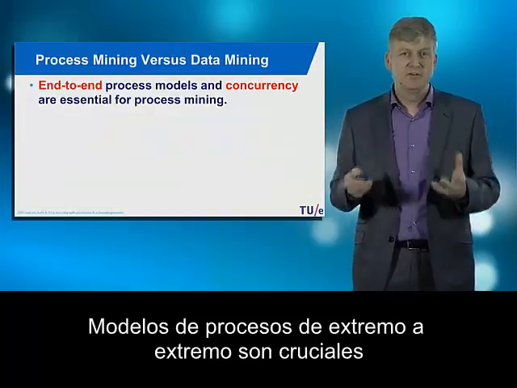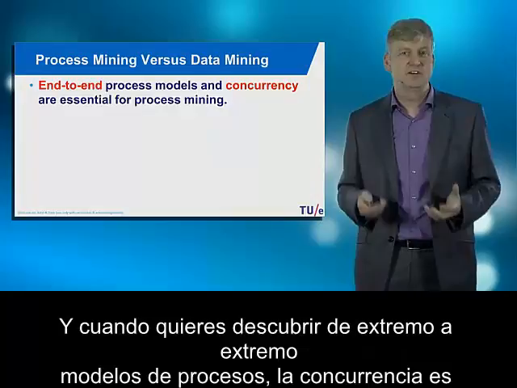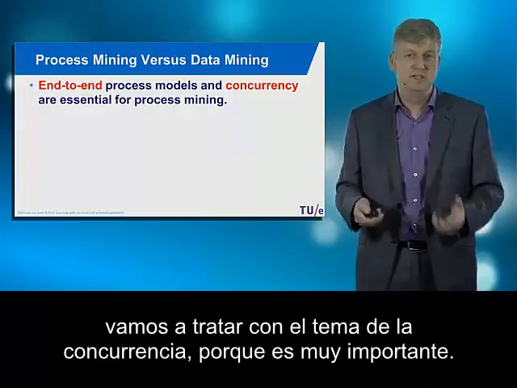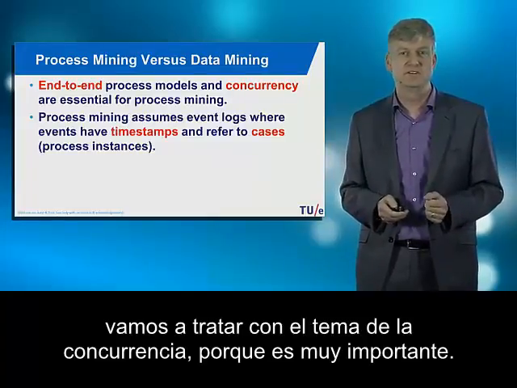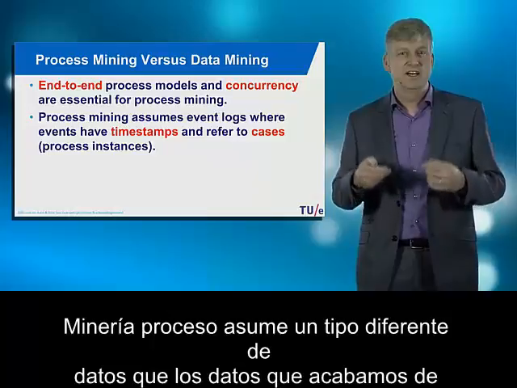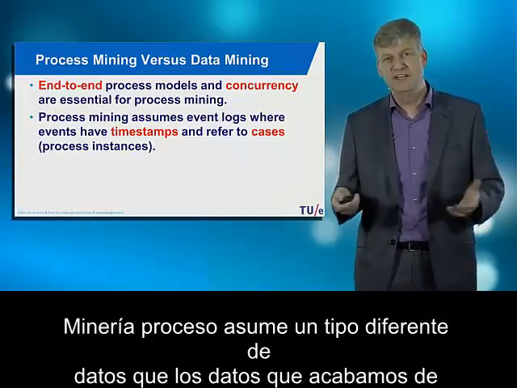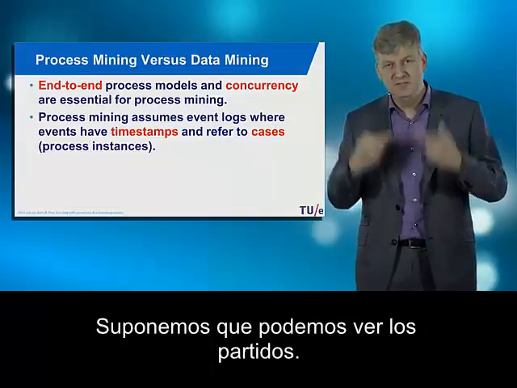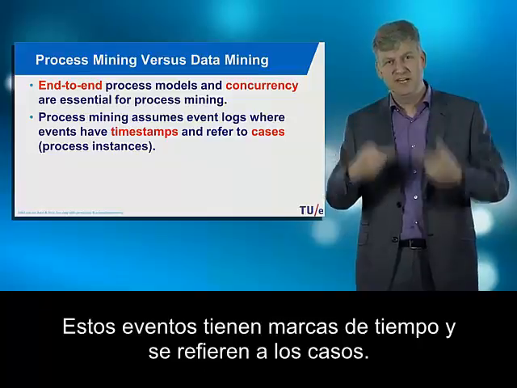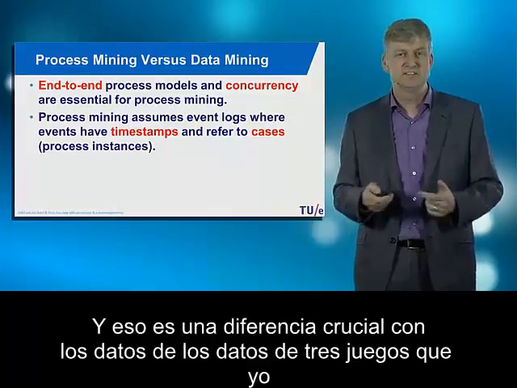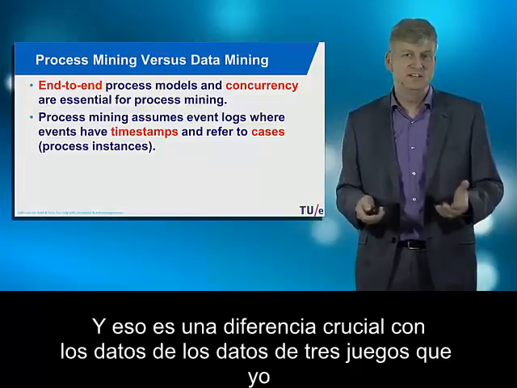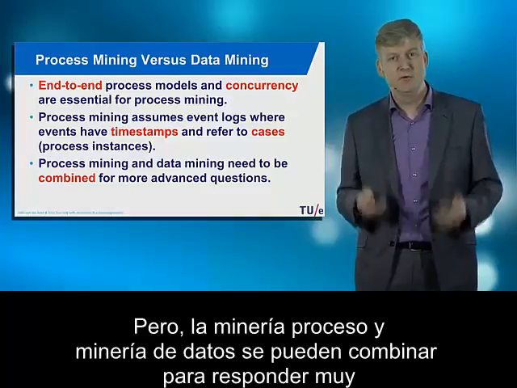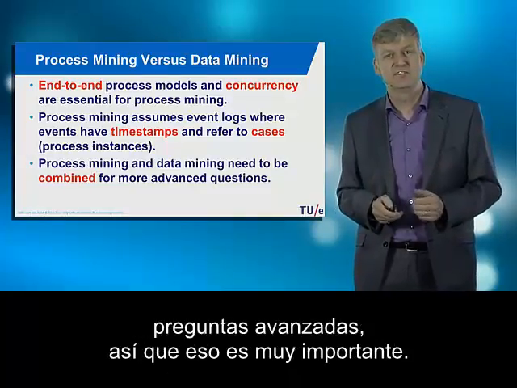End-to-end process models are crucial, and when you want to discover end-to-end process models, concurrency is important. So when we talk about process models, we will deal with the topic of concurrency, because it's very important. Process mining assumes a different type of data than the data that we have just seen. We assume that we can see events. These events have timestamps and they refer to cases. And that is a crucial difference with the three data sets that I showed to you before. But process mining and data mining can be combined to answer very advanced questions.